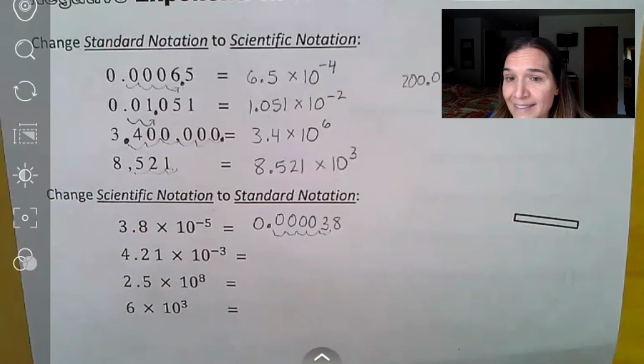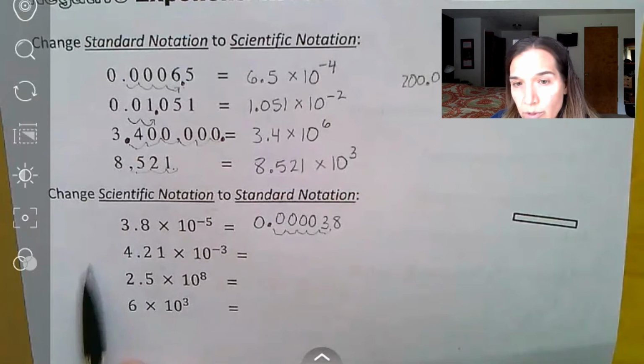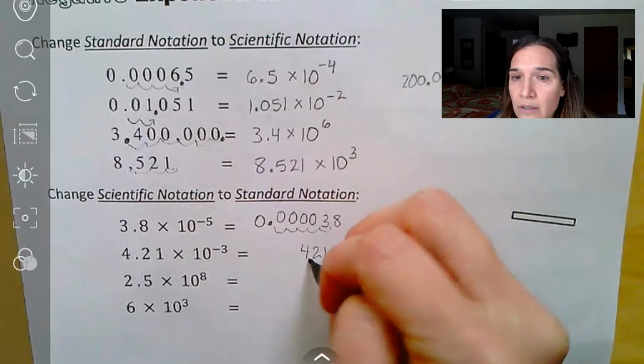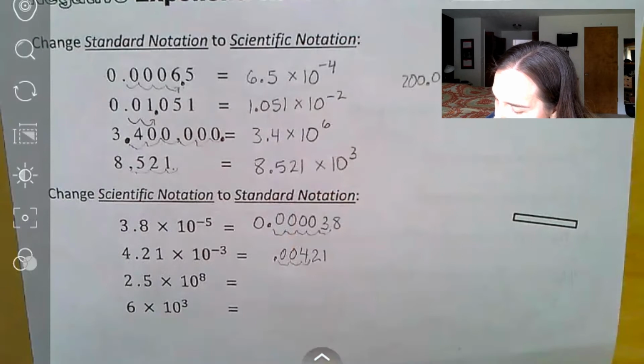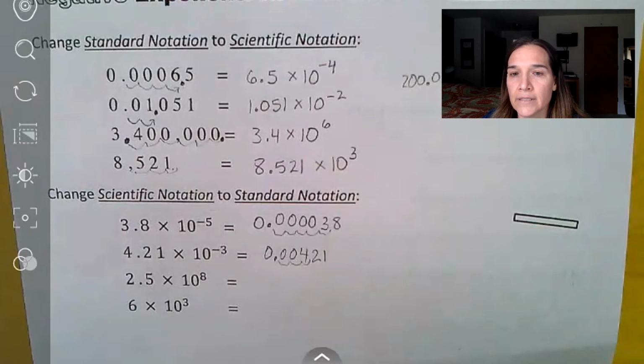We'll do the same thing with 10 to the negative 3rd power. Negative 3rd, small number. Move the decimal point to the left. I had a 4, a 2, and a 1. The decimal point was here, but I want to move it back 3 places. 1, 2, 3. Fill in the missing spots with zeros. And again, start off with a 0 there as well. Big numbers. We're going to move the decimal point to the right.